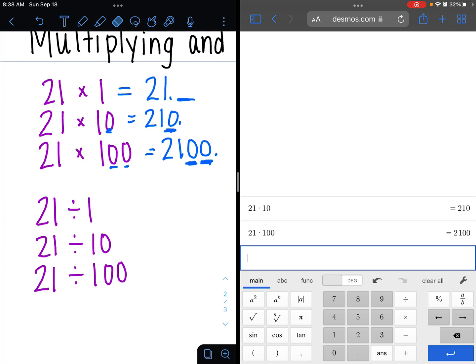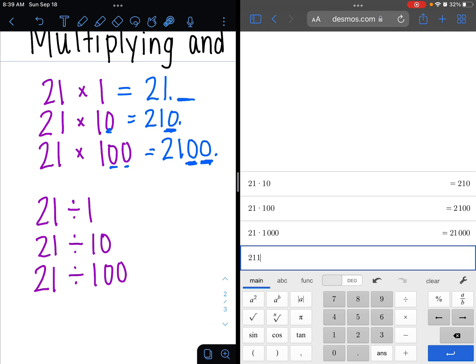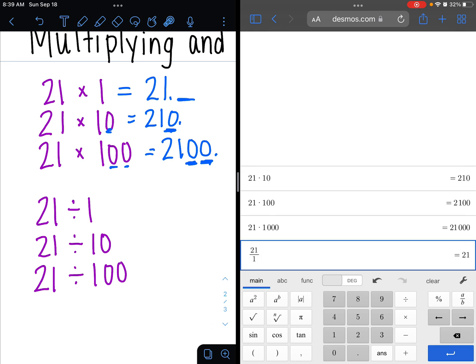Now we could keep going. 21 times 1,000. Look, we've added another 0. We can see that over here on the right side, 2,100, we've added another 0. Now let's go the other way. 21 divided by 1, we get 21. So that doesn't change when you multiply or divide by 1. Our answer does not change.